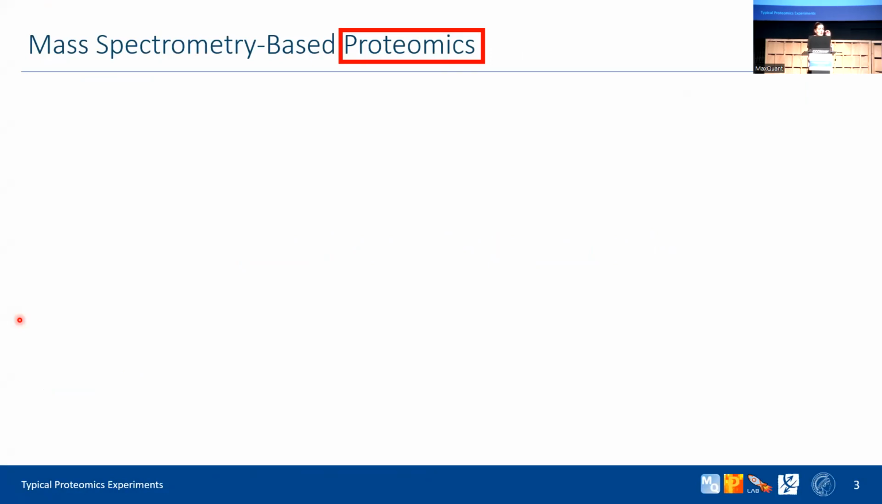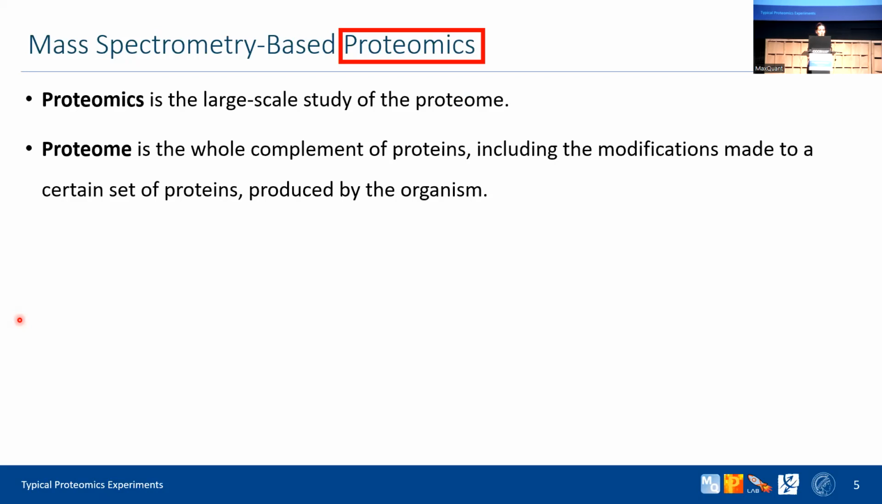The next few slides are going to be full of text and definitions, which I usually don't like, but that's what you get when you want to define some terms. So first of all, what is proteomics? Proteomics is the large-scale study of the proteome. But what is the proteome? This is a very abstract definition. The proteome is the whole complement of proteins, including the modifications made to a certain set of proteins produced by the organism. I guess that's also a nice definition.